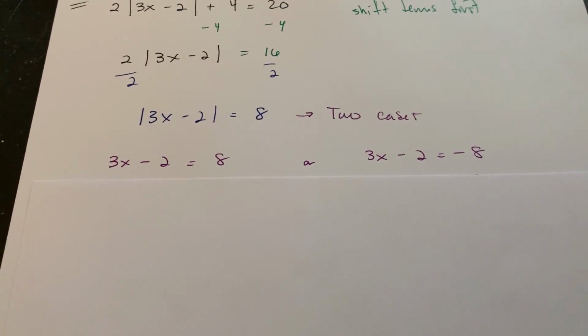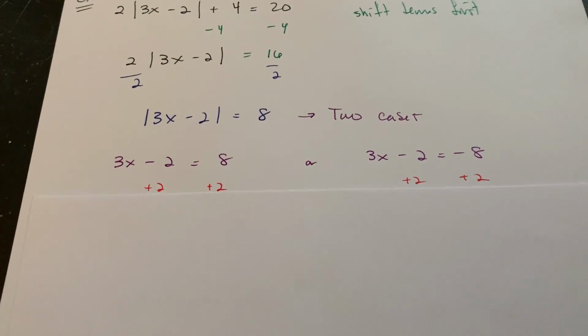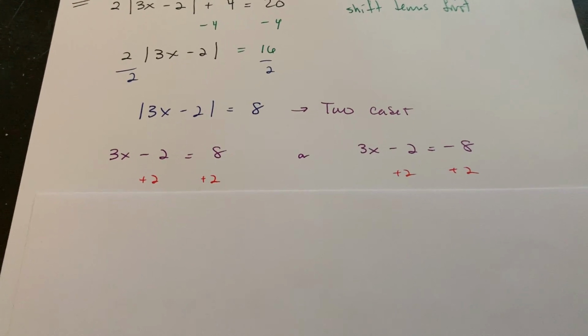3x minus 2 is 8. 3x minus 2 is minus 8. And then from there, we have these sort of simultaneous solutions.